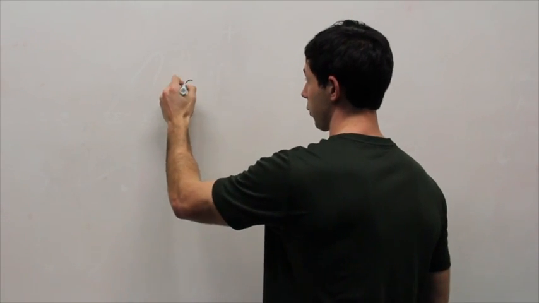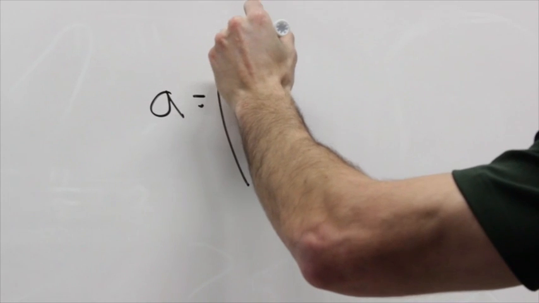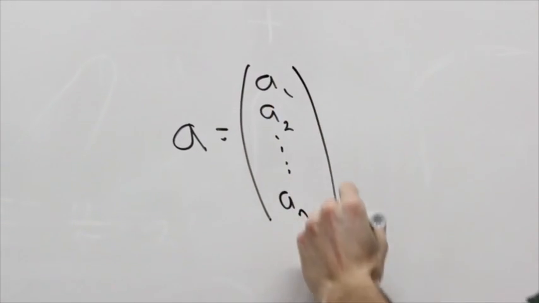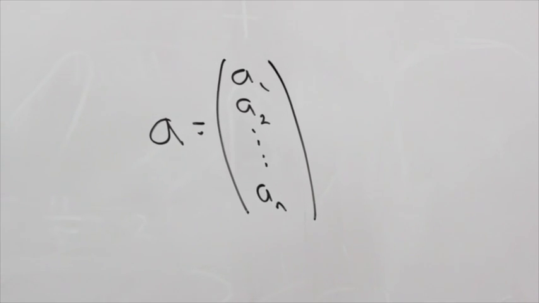An n-dimensional vector, which we can write as, for example, A, has n components. So each subscript here for A designates a component. This right here is an n-dimensional vector, and generally we consider vectors n-dimensional when we don't necessarily know.